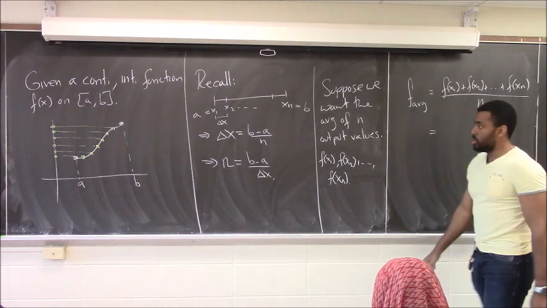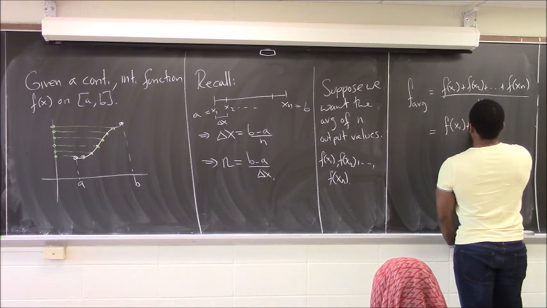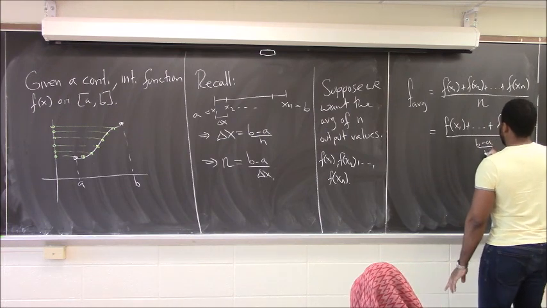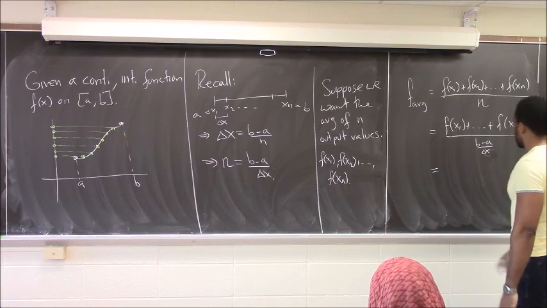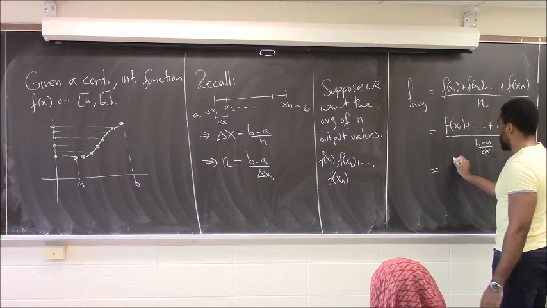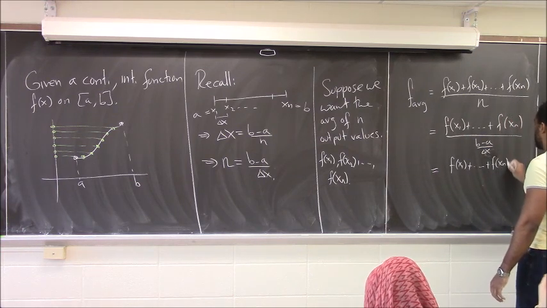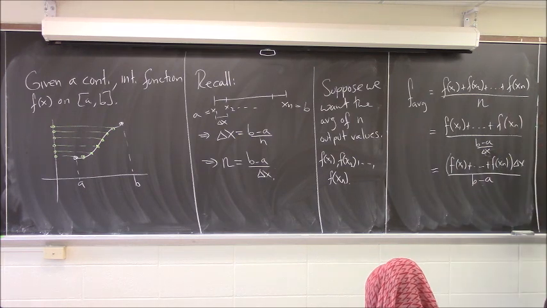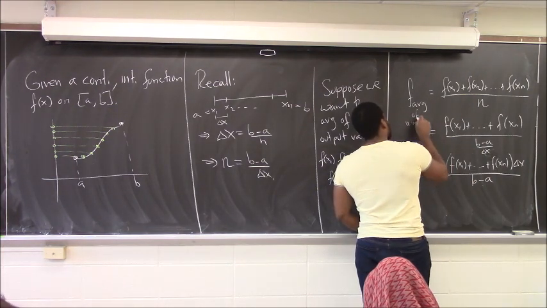Well, it turns out I can write n in this way, as (b minus a) over delta x. I can flip and multiply, so this will give me f of x1 plus and so on, up to f of xn, all of that times delta x, all over b minus a. This is the average of the n values.